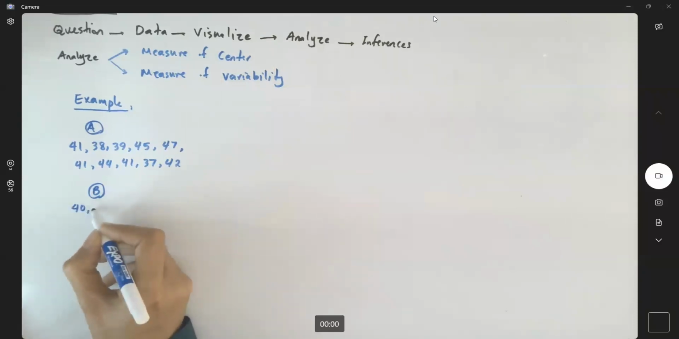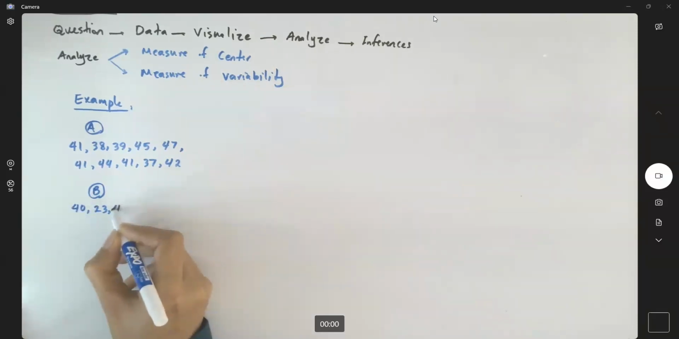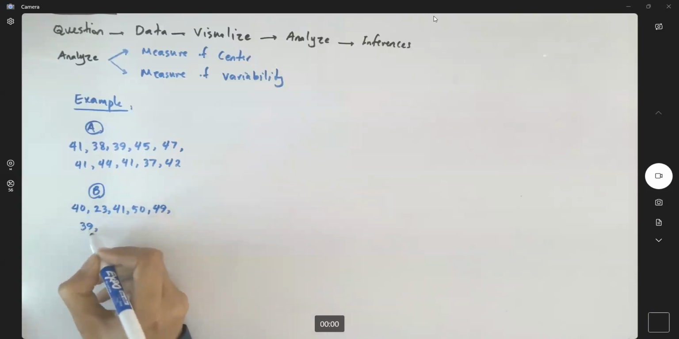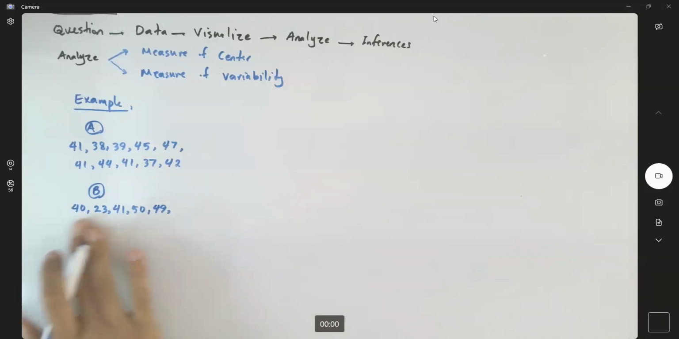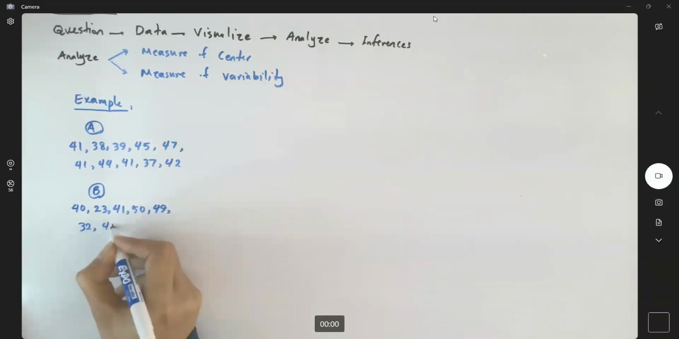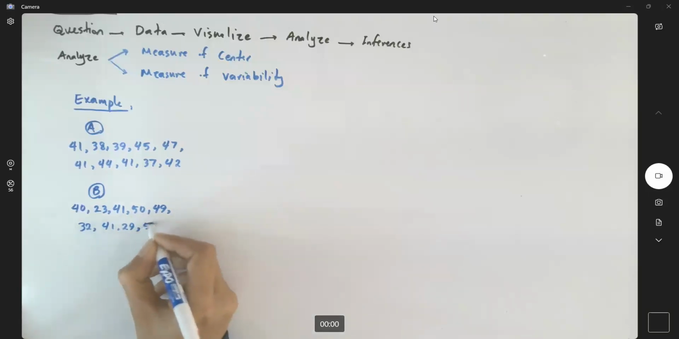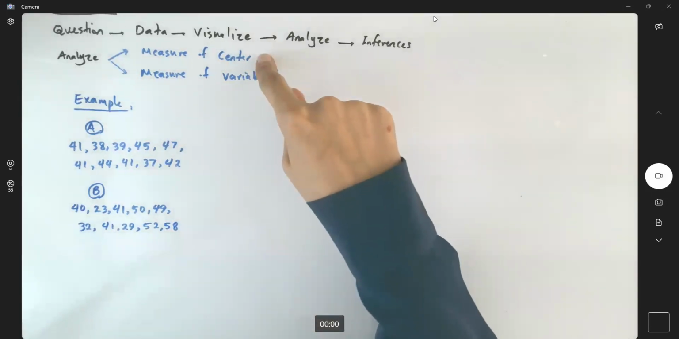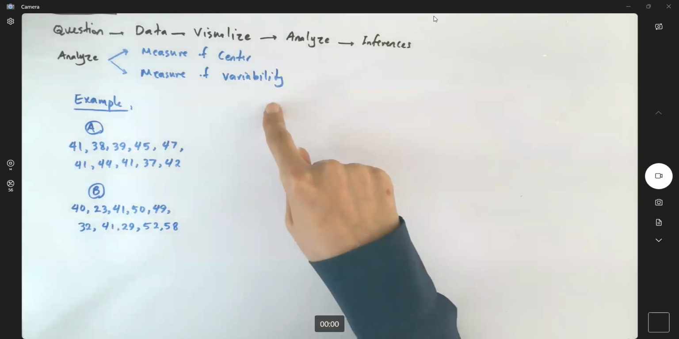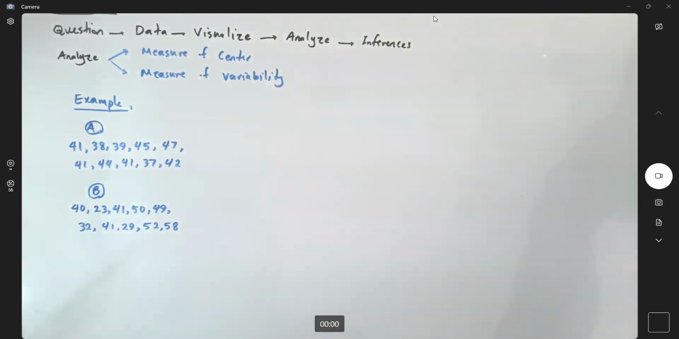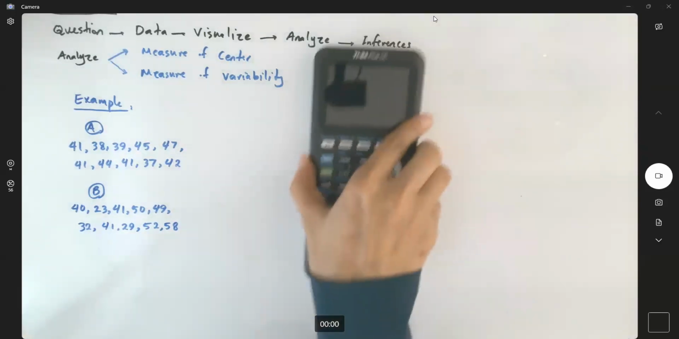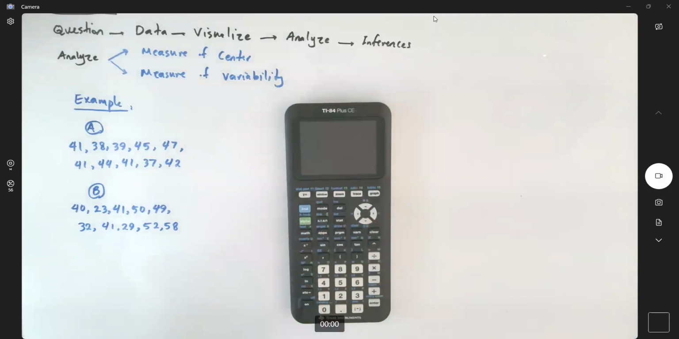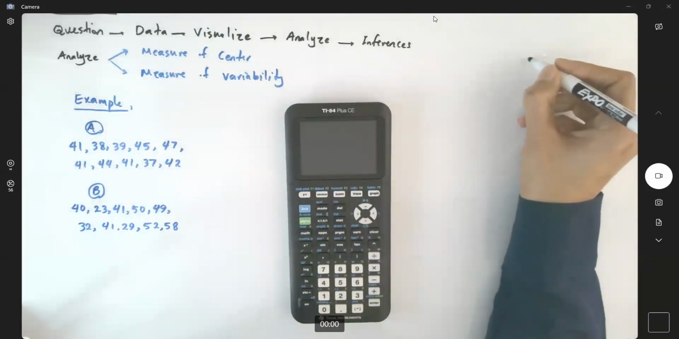So you have $40,000, $23,000, 41, 50, 49, 32, 41, 29, 52, and 58. So we want to know what is the measure of center, and also we want to know what is the measure of variability. We're going to use our calculator. So to use our calculator, I'm going to write down the instruction here. Calculator.